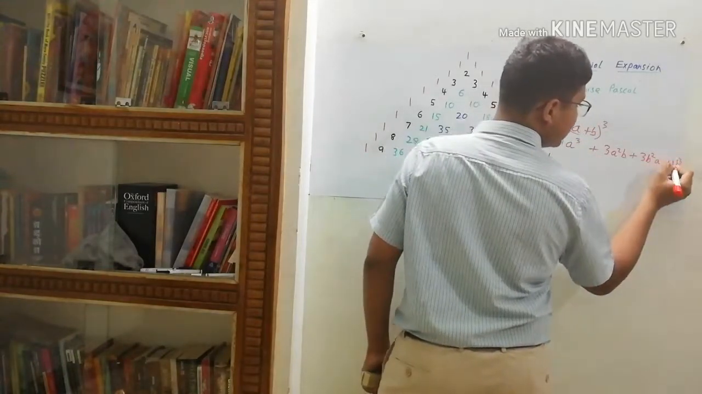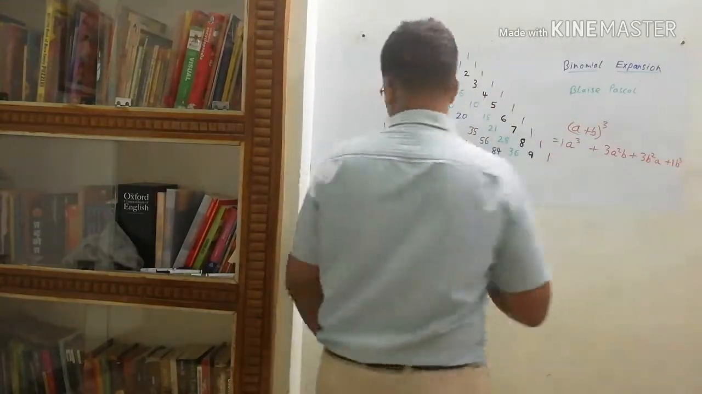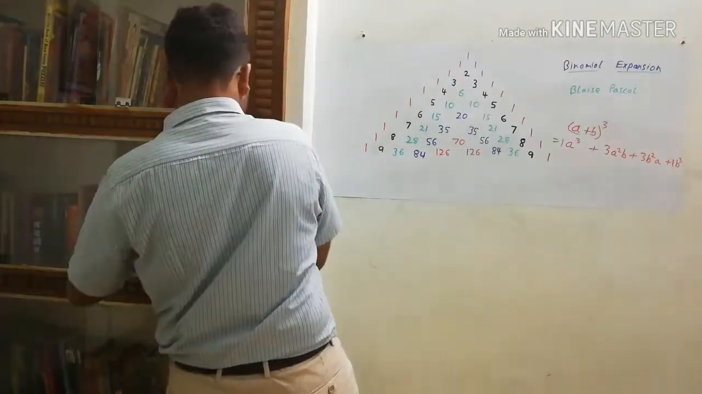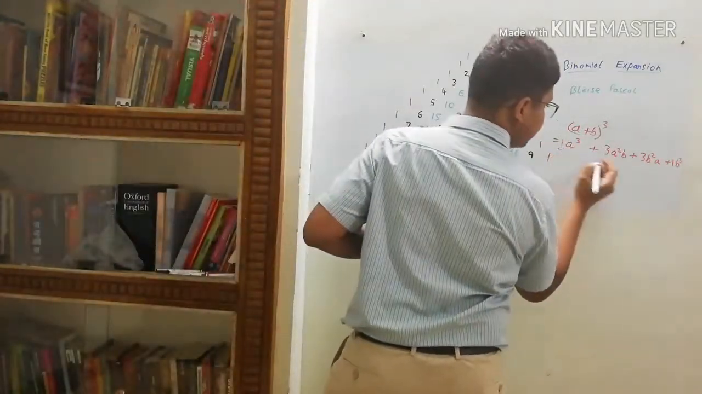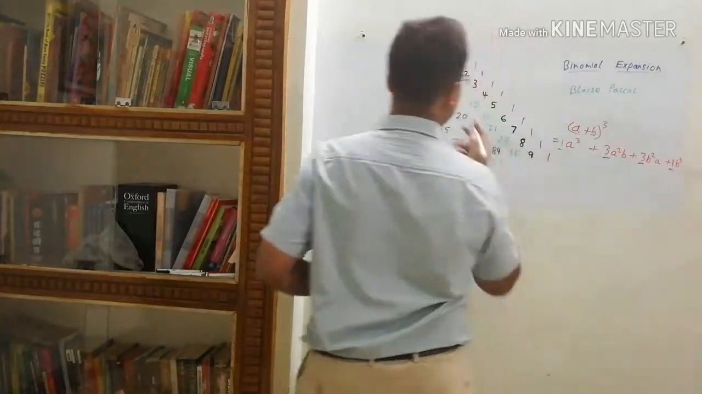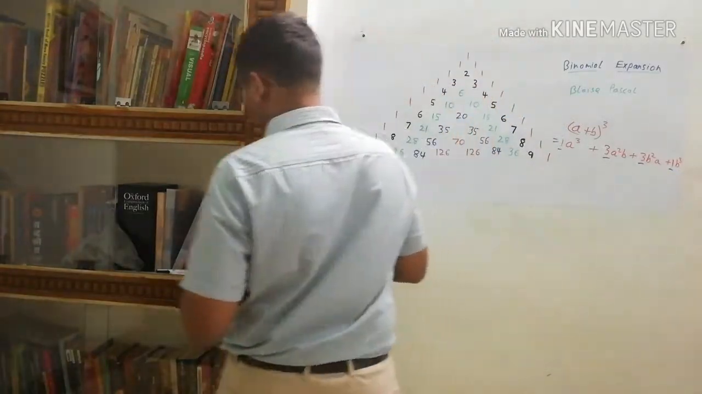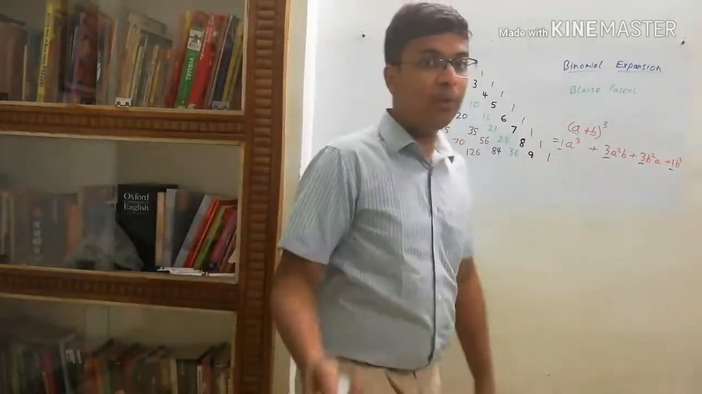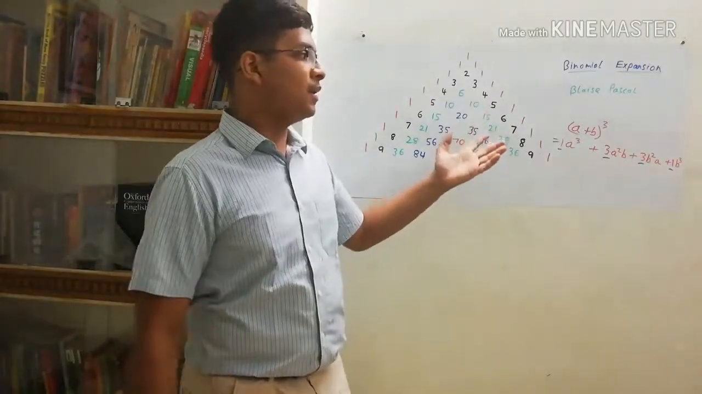Let's look at the coefficients to see. So what are the coefficients? They are 1, 3, 3 and 1. So this is how people determine the binomial expansion of bigger terms.